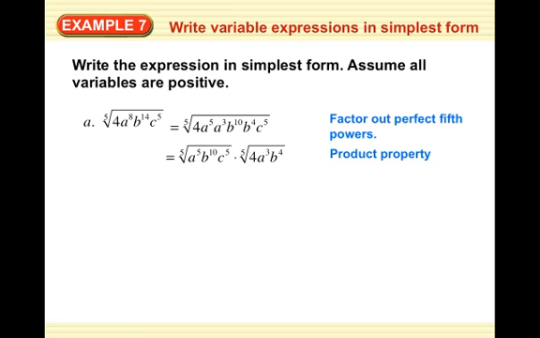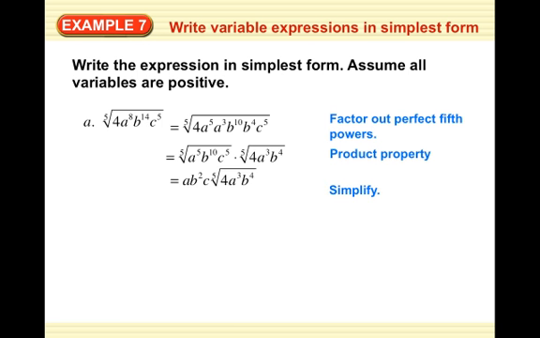Now, we're going to use the product property, and everything that's a perfect fifth power we're going to bring out front. So we're going to have the fifth root of a to the 5th times b to the 10th times c to the 5th. And then we're going to have times the fifth root of whatever's left over. So we didn't bring out the 4, so we're going to have the 4, the a cubed, and the b to the 4th. And we're going to simplify.